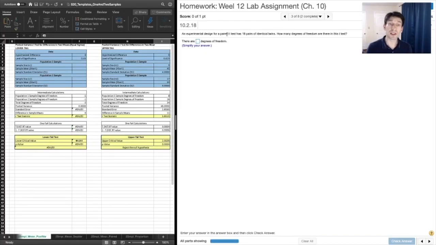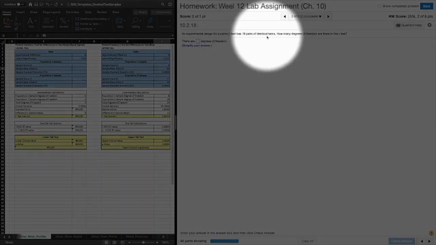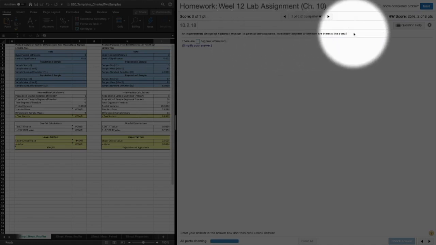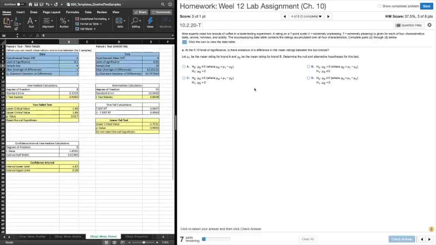An experimental design for a paired t-test has 18 pairs of identical twins. Okay, that's going to be a paired test because we can pair the twins. How many degrees of freedom? Remember, a paired test boils down to a single sample test after you've taken the difference. So this is going to be 17. Well done.